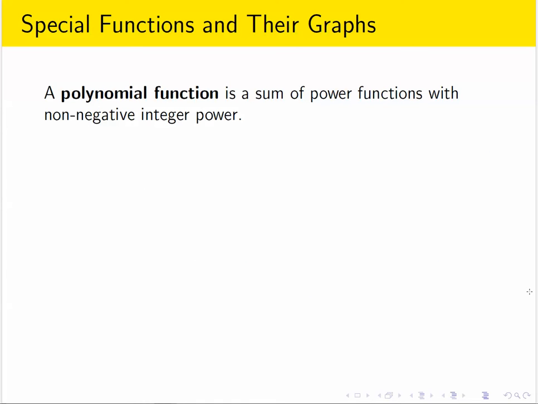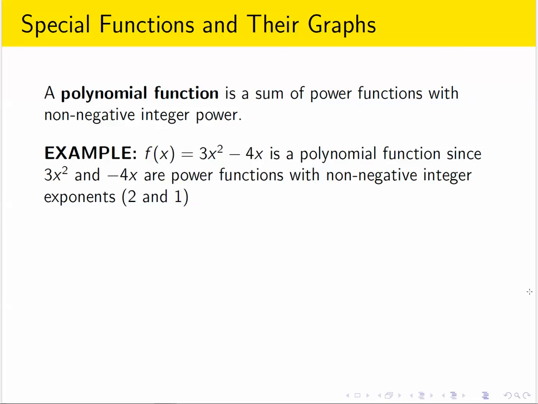Alright, now if you combine some power functions together by adding them together or subtracting them, you get a polynomial function. Here are some examples. 3x squared minus 4x, that's a polynomial because 3x squared is a power function and minus 4x is a power function. You might not think of it as a power function at first until you remember that you can think of there as being a hidden exponent of 1 on that x. So these are both power functions, and that means that when you add them together, you get a polynomial.